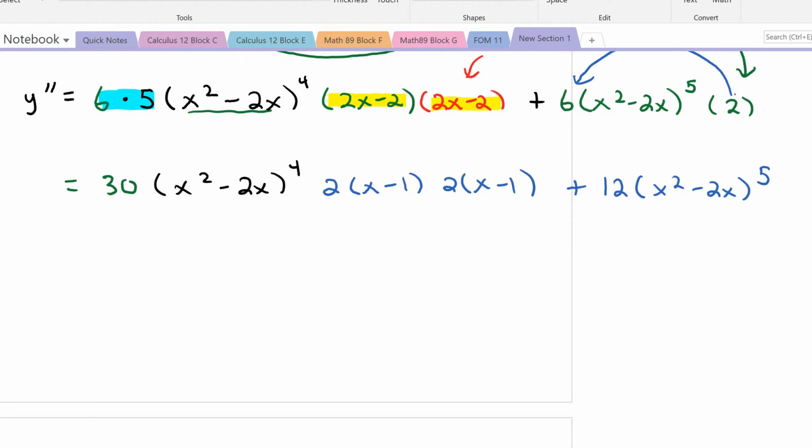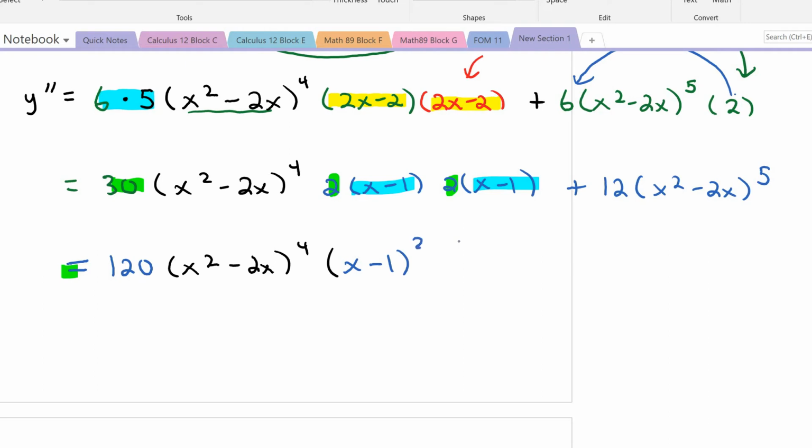Okay, and then on my next step, I'm going to take my 2 and this 30 and multiply that together. So 30 times 4 is going to be 120. And then everything else can remain the same: (x squared minus 2x) to the power of 4, bracket. Now these guys right here in blue, since they're pretty much the same thing, I can write that as (x minus 1) all to the power of 2 plus 12 bracket (x squared minus 2x) to the power of 5.